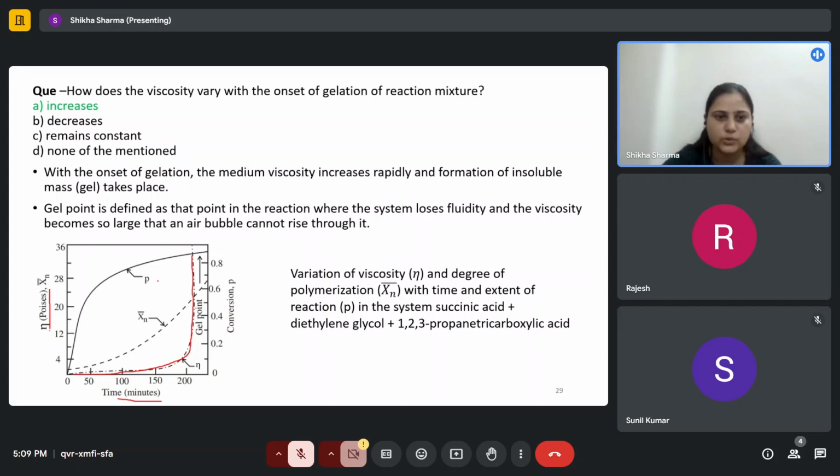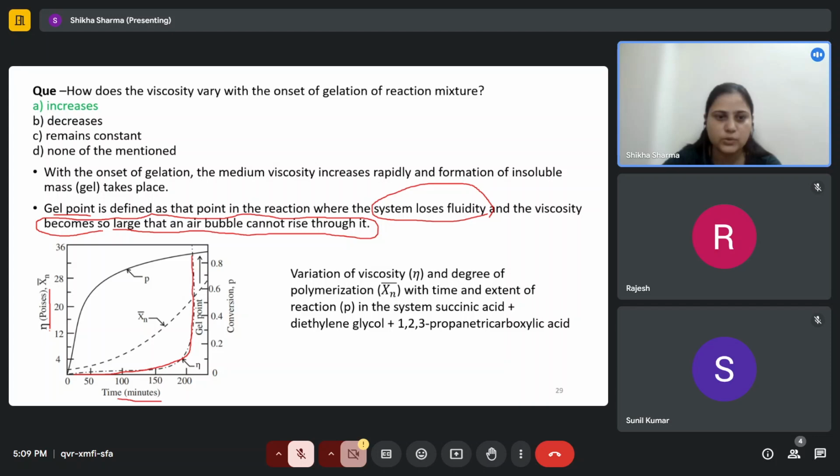And in the second point, it is said that the gel point is defined as the point in the reaction where the system loses its fluidity and the viscosity becomes so large that an air bubble cannot rise through it. So at the gel point, our system will not be a liquid anymore. It will lose its fluidity, it will be more in a gel-like form. So its viscosity will increase and it will become an elastic solid-like structure.